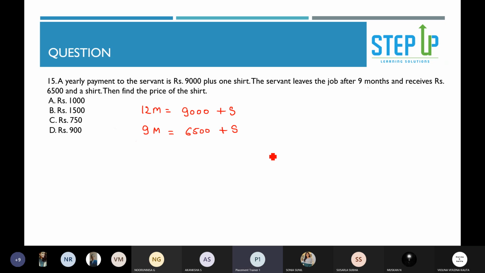Will the shirt price be constant? Yes or no?